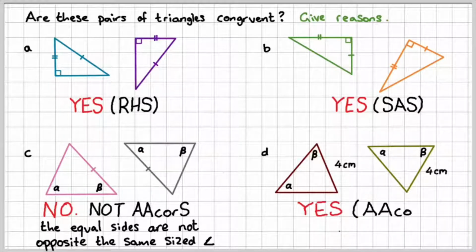Finally, for D, yes, they are congruent, and this is a proper example of angle, angle, corresponding side. If you rotate the second triangle anti-clockwise by 90 degrees, you'll notice that alpha is equal to alpha, beta is corresponding to this beta, and then the corresponding length of 4 is the same as this one here.